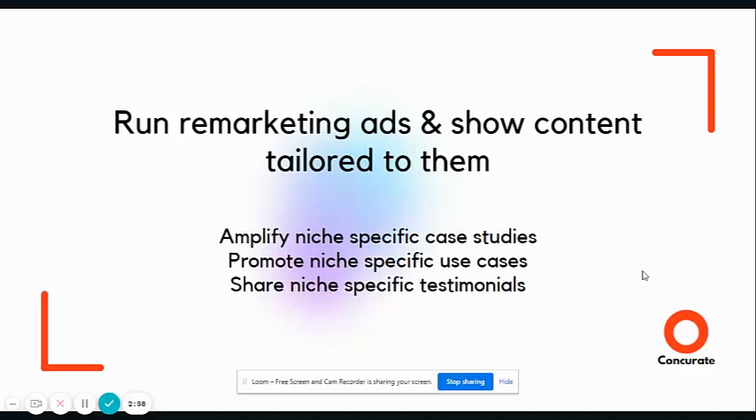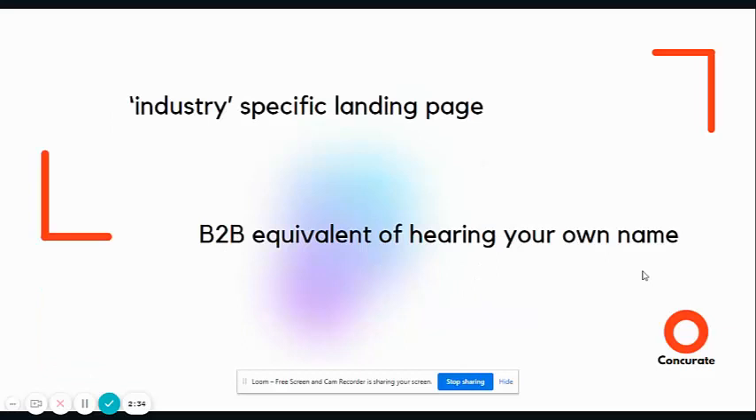So when I go to my Facebook, when I go to my LinkedIn, when I go to any other social media, Facebook will basically amplify or show me those niche specific case studies, those manufacturing specific case studies. Salesforce basically will show me those use cases. Salesforce basically will show me those testimonials, niche specific testimonials, and that's how basically it benefits. So I would say that having such industry specific landing pages for your audiences is a B2B equivalent of hearing your own name, which makes you feel special, which makes you feel connected with that particular software.